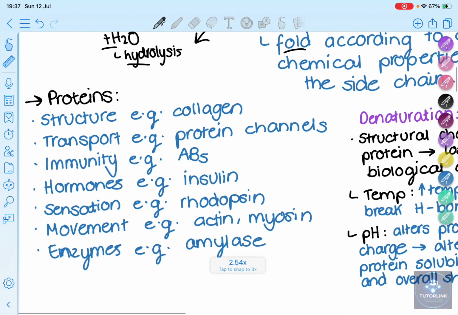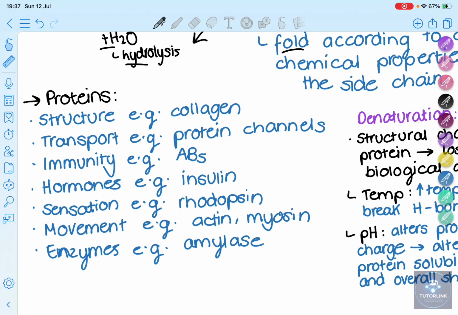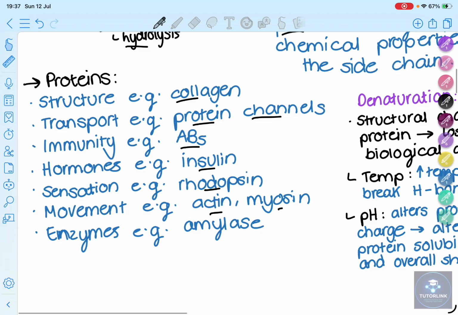So here are the proteins and their functions. We have proteins that have a structural function like collagen, a transport function like protein channels, proteins in the immune system like antibodies, hormones like insulin, sensation like rhodopsin, movement, actin and myosin proteins, enzymes like amylase.